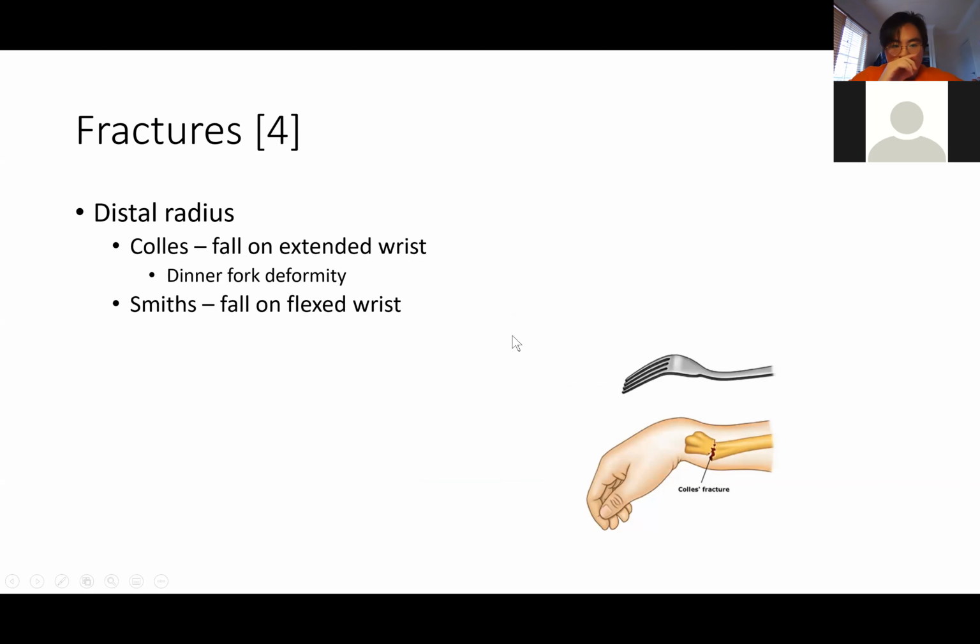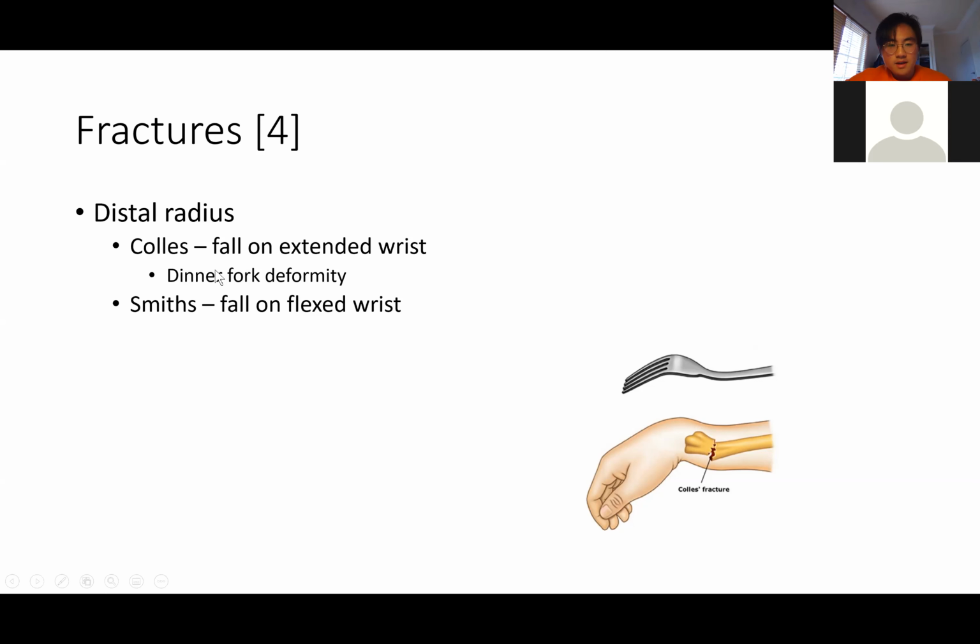Okay, next we have fractures of the distal radius. Fractures here don't transmit through the interosseous membrane. So we have two types of fractures. We have fractures when we fall on an extended wrist. And we have a different type of fracture when we fall on a flexed wrist. So come up with your own mnemonic to remember these names. I can't remember mine.